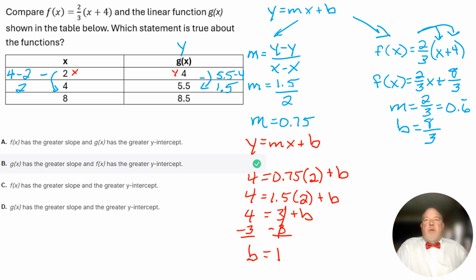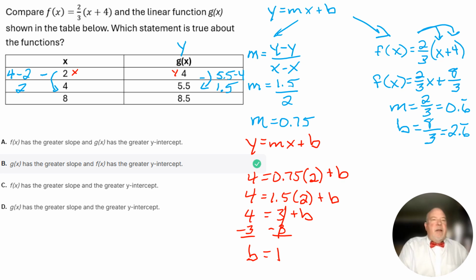So that means the y-intercept of f of x is greater, because if I change 8/3 into a decimal, it comes out to, let's see, I think it comes out to 2.6 repeating. Hopefully I did that math right. 2.6 repeating. So that's greater than the y-intercept of the other function, g of x.